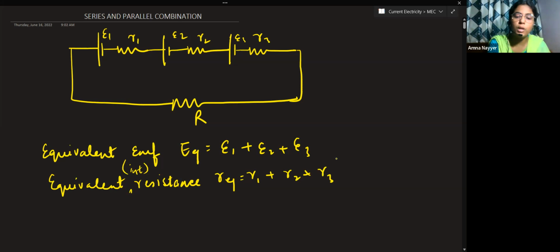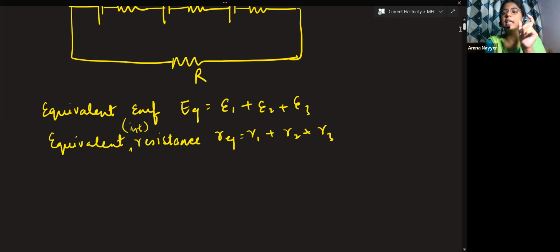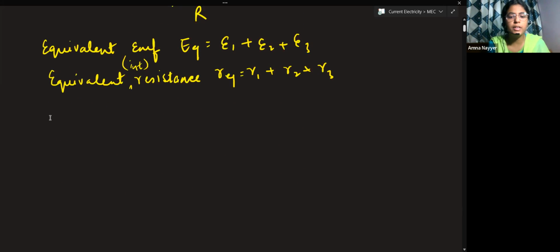Now all the formulas will remain the same as what you have studied. It's just that you will be adding equivalent with them. The way you had the current formula, E divided by capital R plus small r, here it becomes E equivalent by R plus R equivalent. Just add equivalent, so first take the sum of all of them. First note it down, then we'll do a question on this.